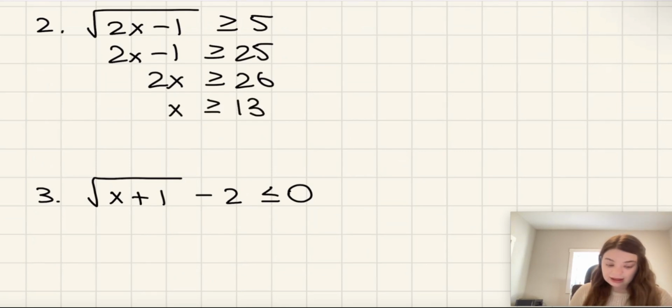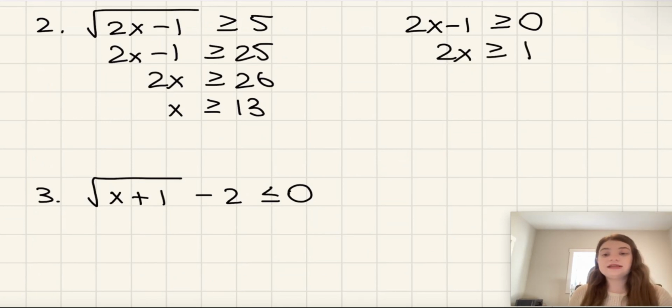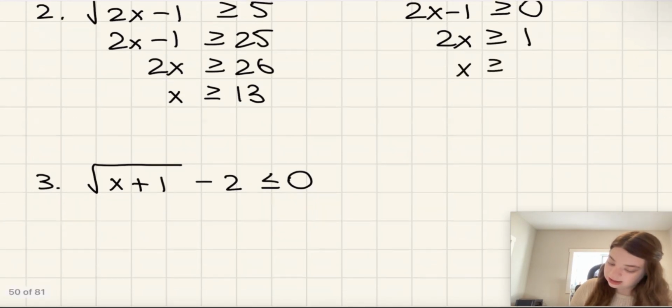And then I'm going to need to figure out what values are valid under our square root sign, because again, under the square root sign must be greater than or equal to 0. So that means 2x minus 1 must be greater than or equal to 0. If we add 1 to both sides, that's the equivalent of 2x being greater than or equal to 1. Then if we divide by 2 on both sides, we get that x is greater than or equal to 1/2.